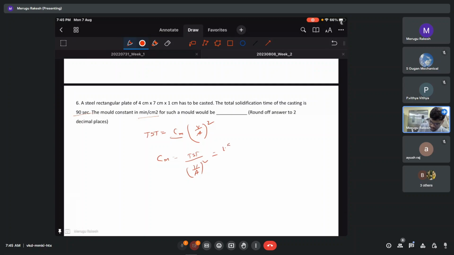So 1.5 divided by (volume by area). We have 4 by 7 by 1, so the volume is 28, divided by 2 times (28 plus 7 plus 4), whole squared. If you do this, you're going to get the answer, 11.64 minutes per centimeter square, right? Anyone getting the same answer?